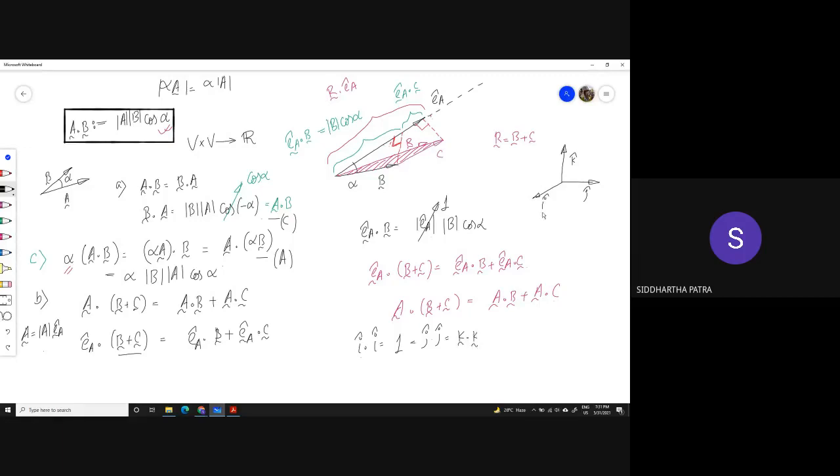So instead of referring to them as I, j, and k, if I refer to them as E1, E2, and E3, then Ei dot Ej is actually something called a Kronecker delta. So what is a Kronecker delta? A Kronecker delta is 1 if i equals j, and equals 0 if i does not equal j.